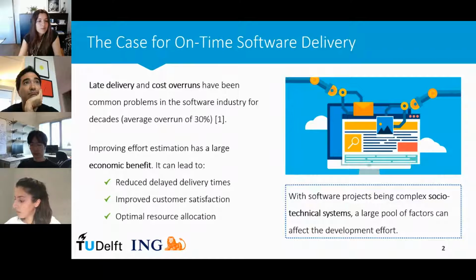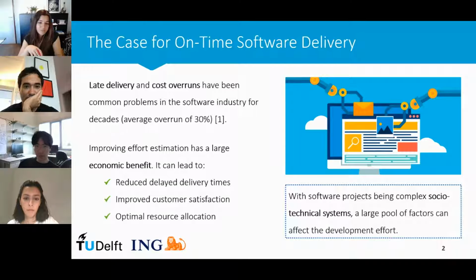So they are affected by a variety of social and technical factors. Well, we know that on-time delivery remains an important topic of interest, as improving it has a large economic benefit for software organizations. It can help companies to reduce delays, to improve customer satisfaction, while also enabling a more efficient resource allocation to reduce delivery costs.